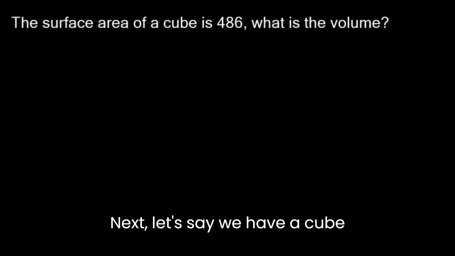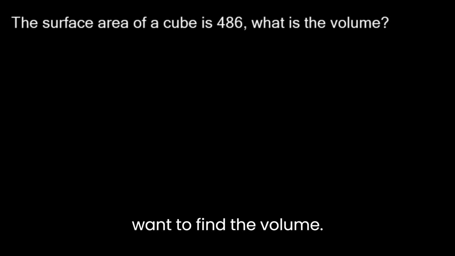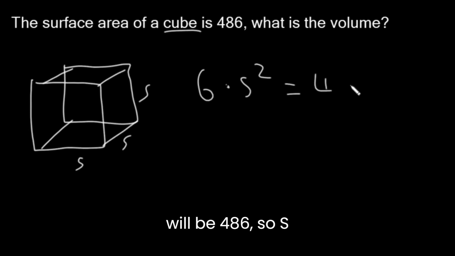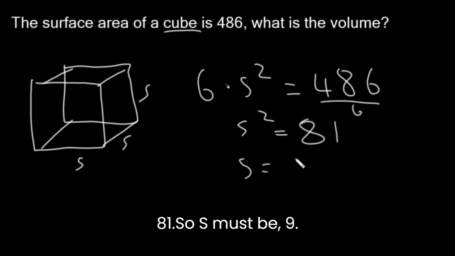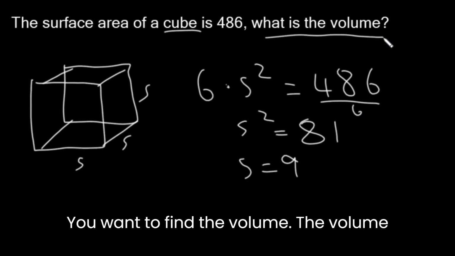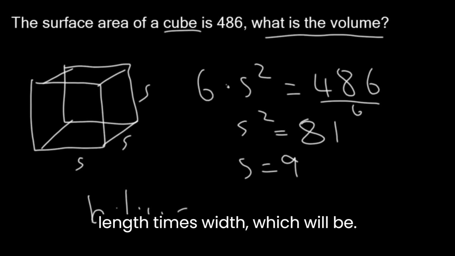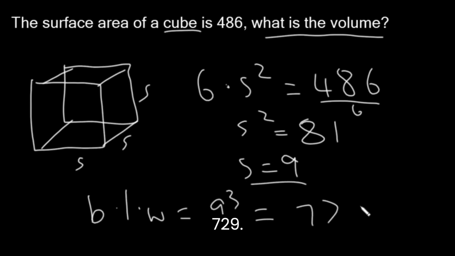Next, let's say we have a cube with a surface area of 486, and we want to find the volume. Cube, all of the sides will be the same. So the surface area will be 6 times s squared. This will be 486. So s squared will be 486 divided by 6, which is 81. So s must be 9. We want to find the volume. The volume of a cube is base times length times width, which will be all 9. So it's 9 cubed, which is 729.